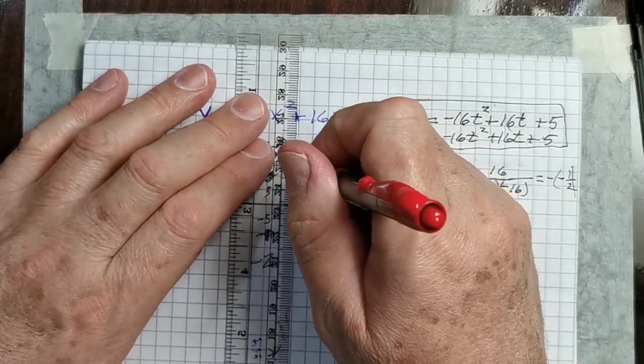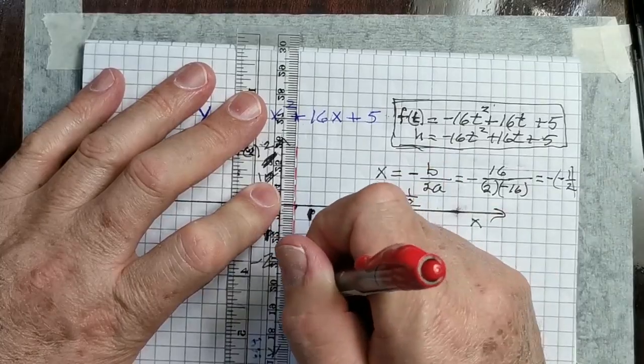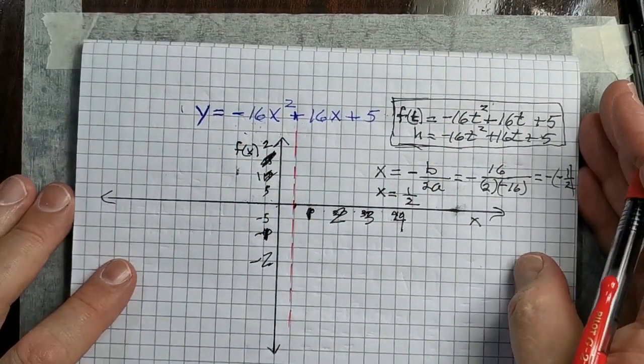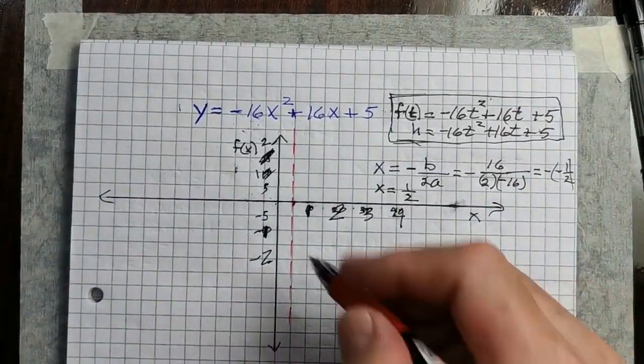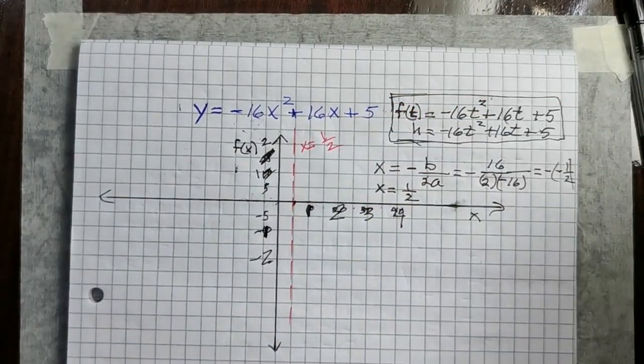It's tricky to graph because of space, running out of paper, etc. And especially with the camera view, it makes it hard for me. I've got to keep it in this space so you can see it. So x equals 1/2 right here. X equals 1/2, axis of symmetry.